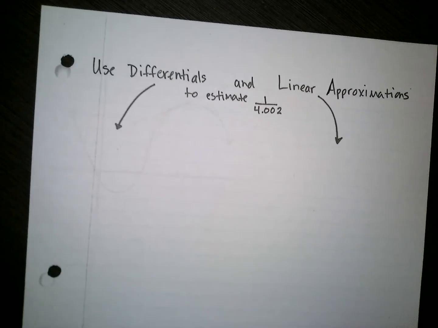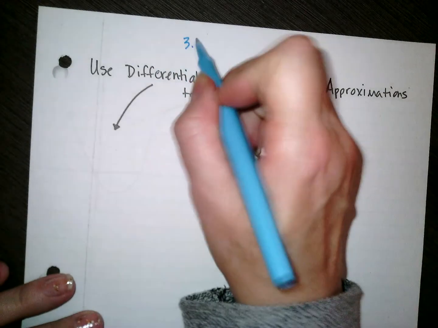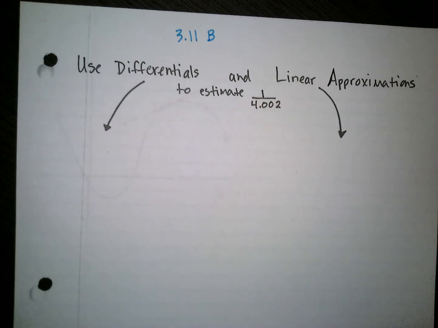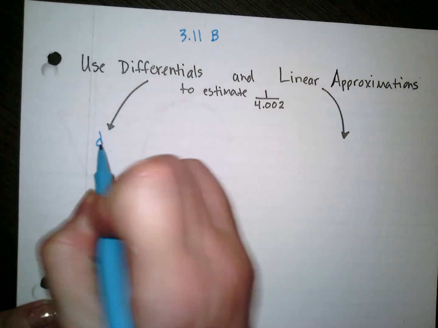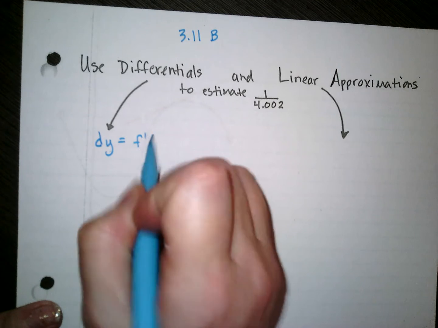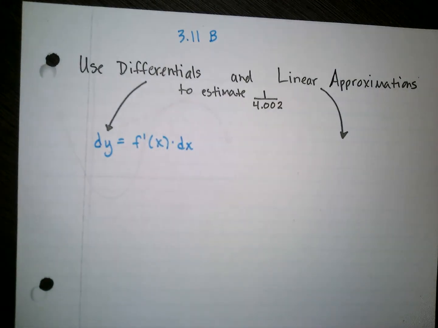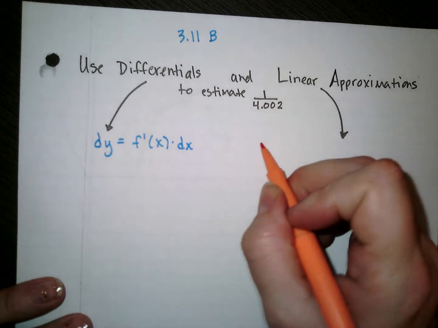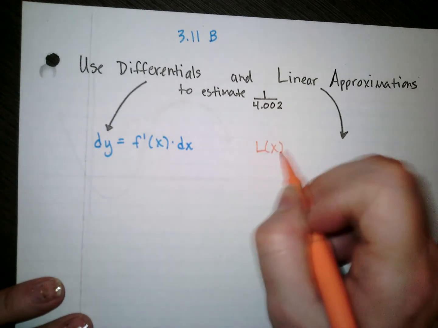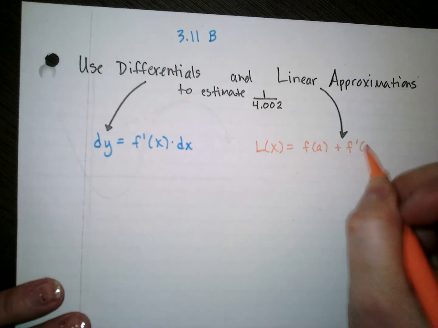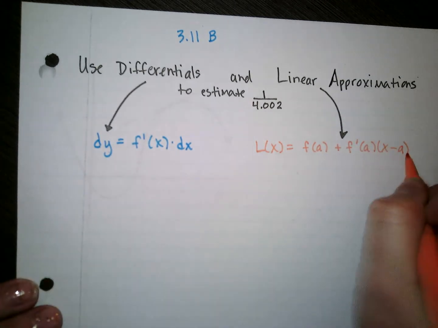We're going to be keeping on going with 3.11b. So we're going to be using differentials and linear approximations both to estimate the same thing. Just to remind you, differentials are dy equals f prime of x times dx. And then linear approximations were like that tangent line stuff. So that was L of x equals f of a plus f prime of a times x minus a.